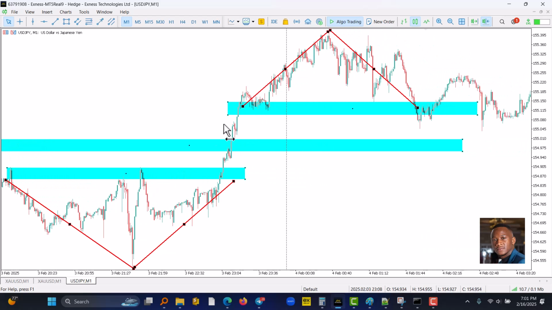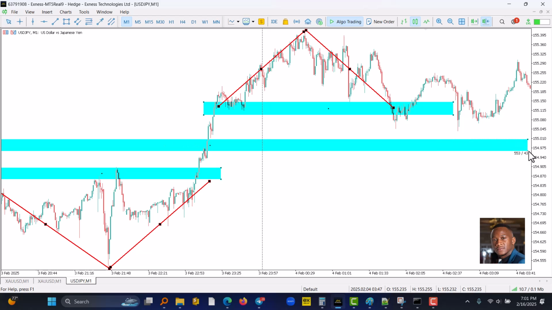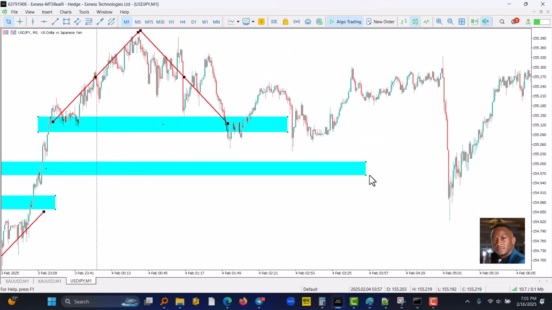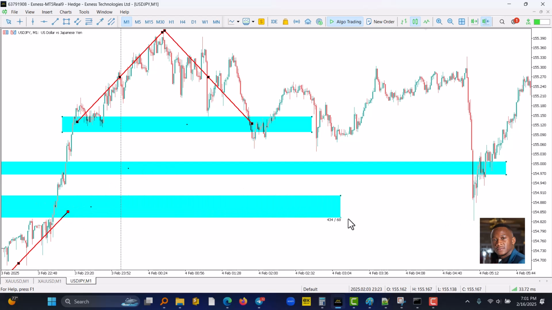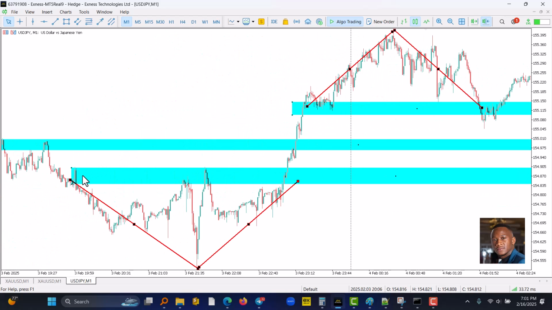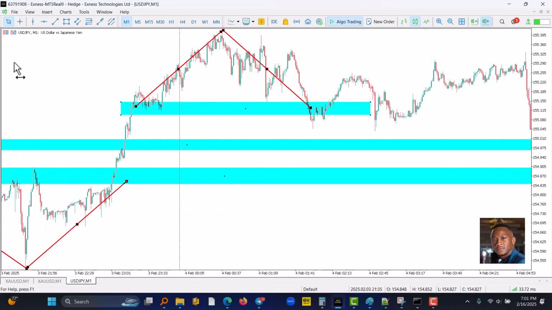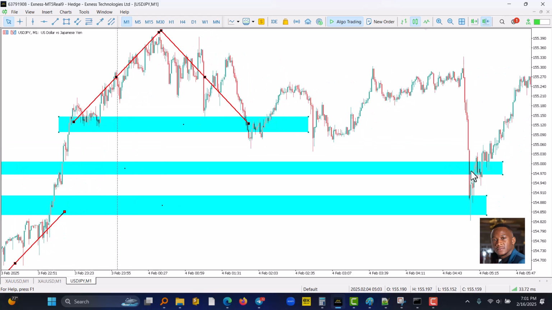So as we can see, the market hit here and it went down. If you entered a buy here and your stop loss was very tight, you would have been taken out. But as I said, we also have an inverse base that is right here. So you can either enter right here or you can enter here.